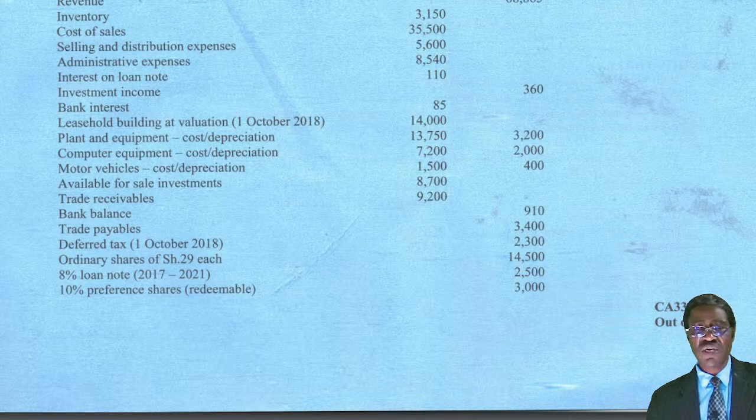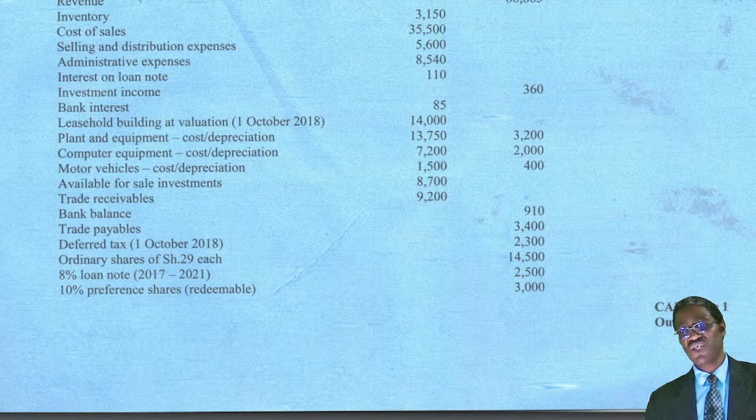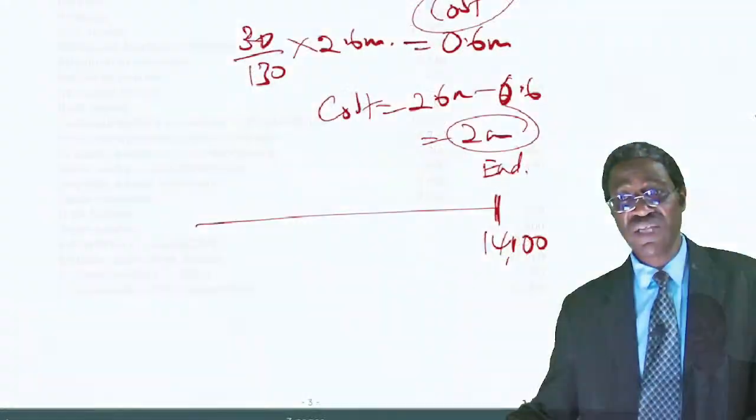If you look at the trial balance, you can even see there, somewhere in the middle, leasehold land, a leasehold building at valuation on 1st of October 2018. That is how much? 14 million. Our figures are in thousands. According to the trial balance, our one accumulated depreciation, the others have, but that one does not have. So that must be the value by the beginning here.